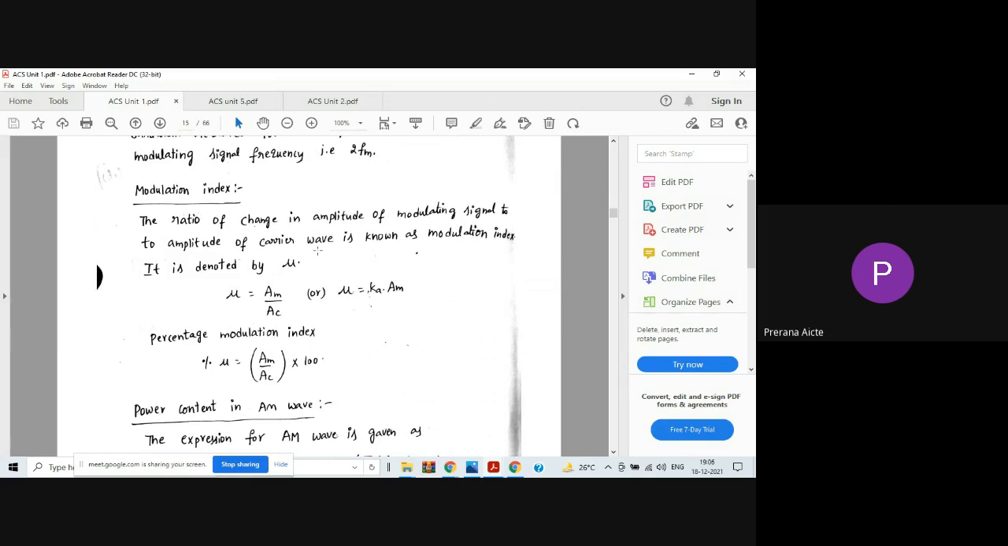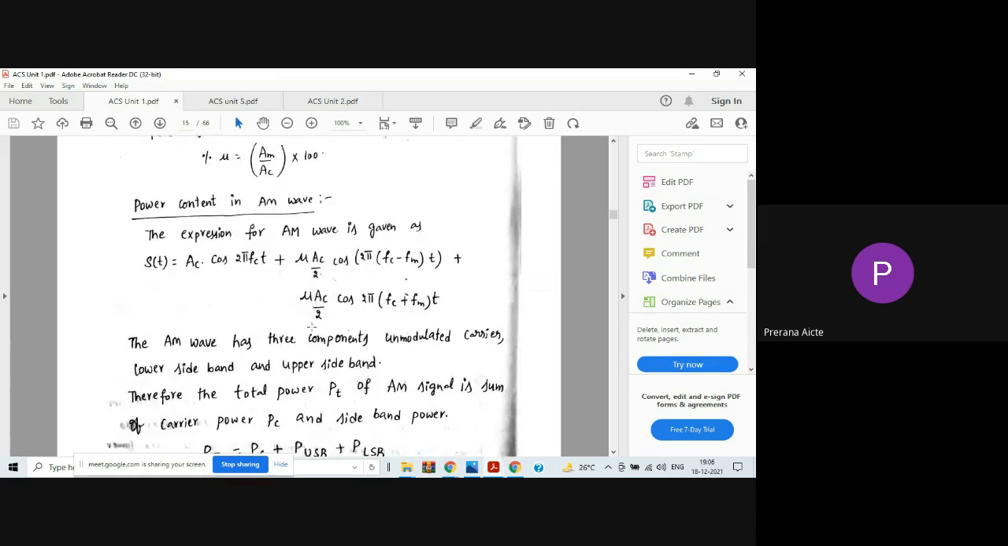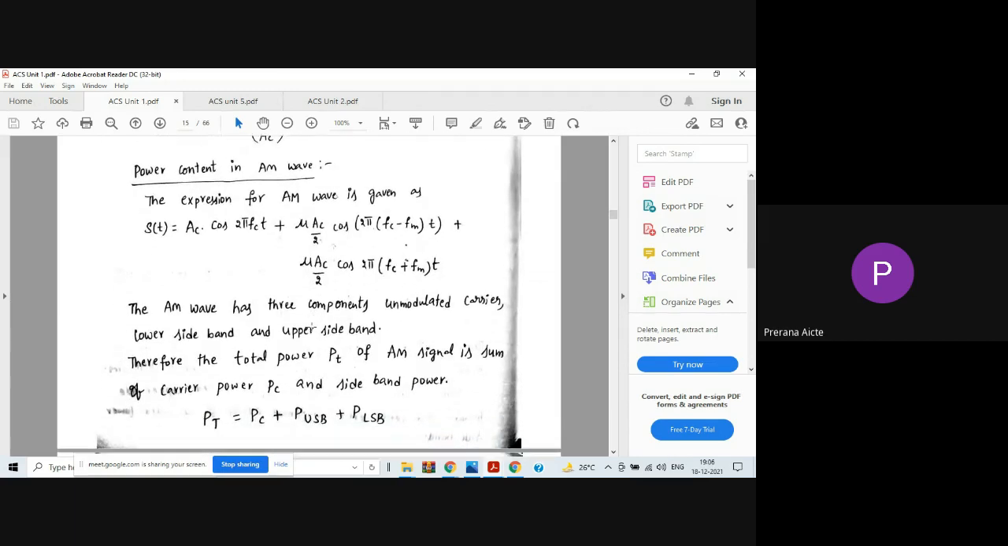How do you define modulation index? It is nothing but the ratio of change in amplitude of modulating signal to the amplitude of carrier signal. We can call it the modulation index. It is denoted by the factor mu, which is the ratio of Am to Ac. Okay, and these are very important: power content in the AM waves.